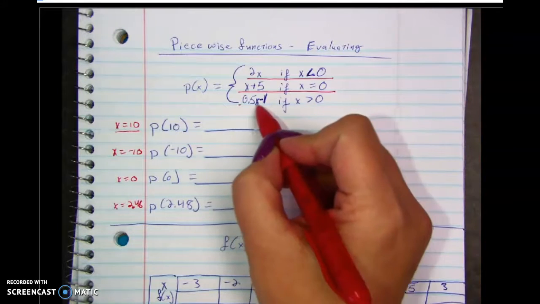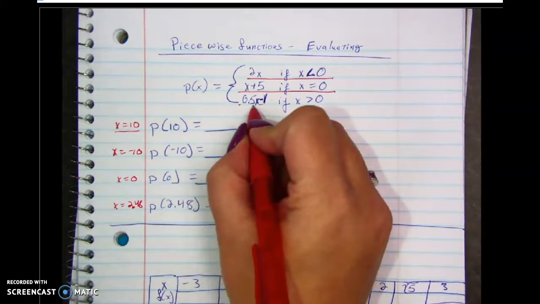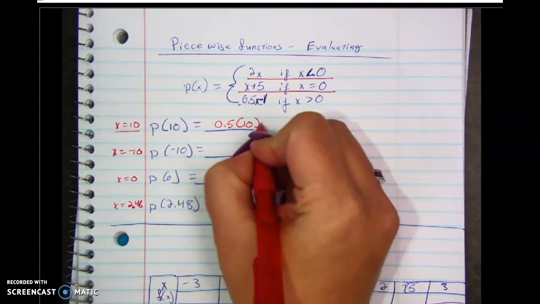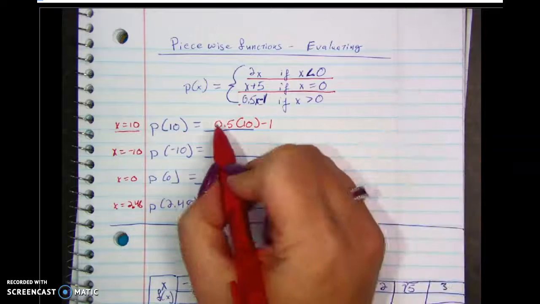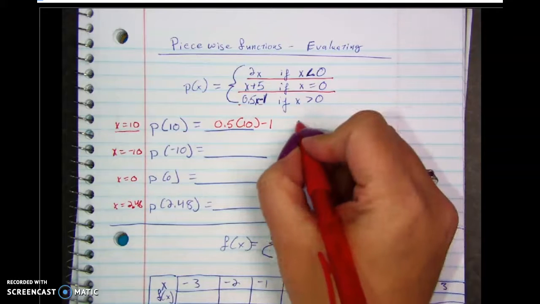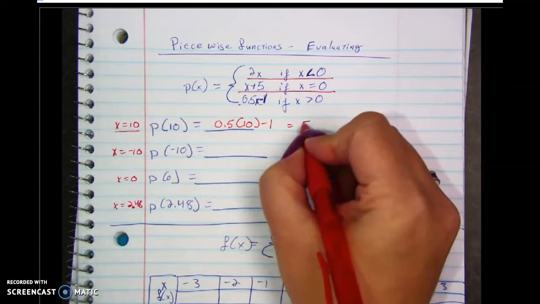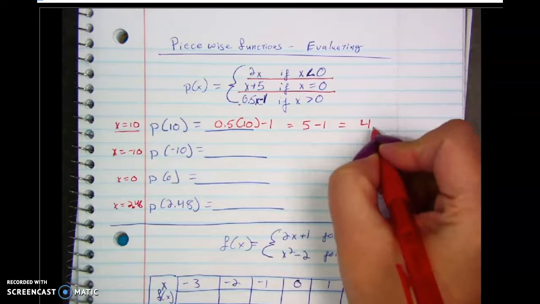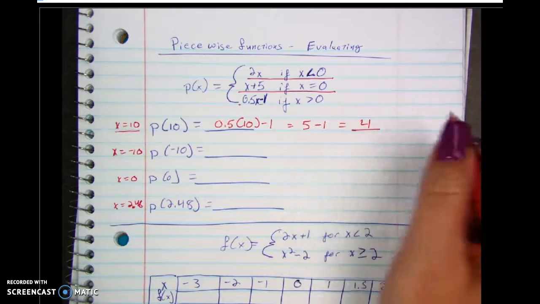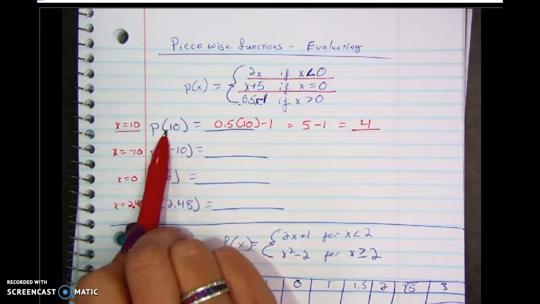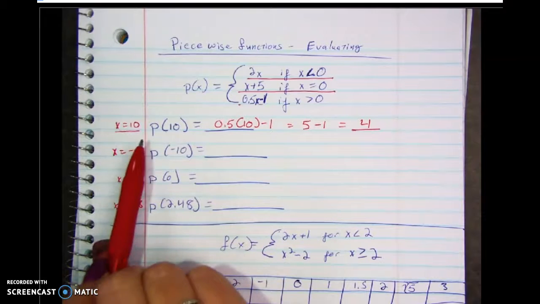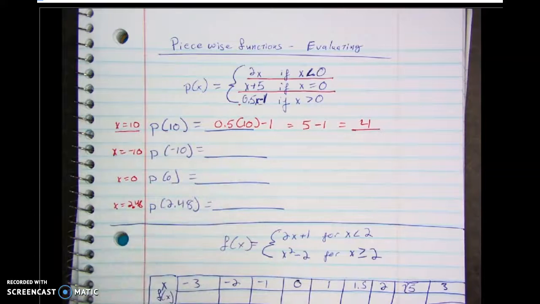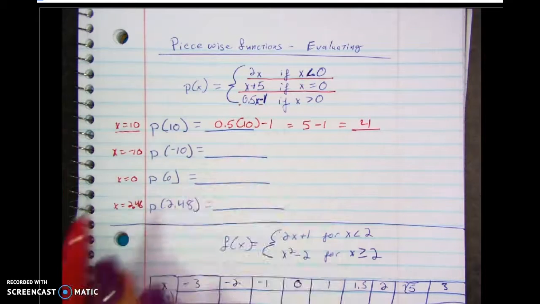So I'm going to use this function here, and I'm going to plug in 10 as x. So 0.5 times 10 minus 1. So 0.5 times 10 is 5, and then minus 1. 5 minus 1 is 4. So when x is 10, the answer, p of x, or p of 10, is 4. So the same exact thing for each and every one.